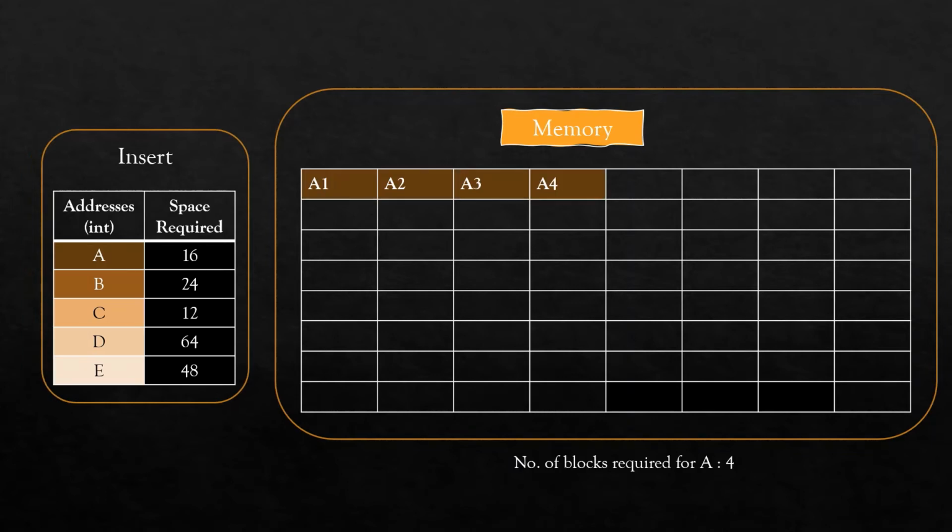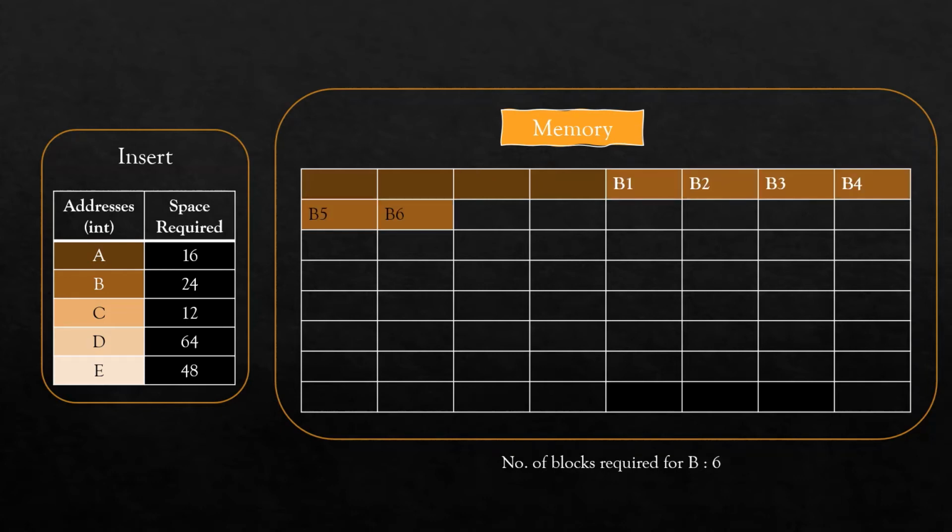To simplify explanation, the memory is shown as composed of many blocks. Each block is composed of 4 bytes of space. So, to store the list A, we require 4 blocks. And the 4 blocks are represented as A1, A2, A3 and A4.